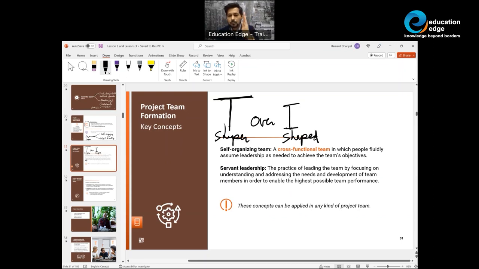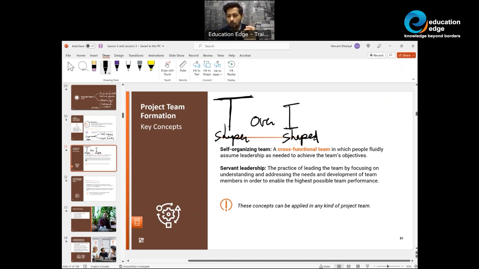T-shaped individuals are those team members that specialize in one area, but also have knowledge of other areas. I-shaped individuals generally specialize in one area. Now think about it like this: imagine a predictive project and you've got I-shaped individuals, and suddenly one of the critical team members left. No one else knows about the work that they performed. So what is impacted? The project is impacted.